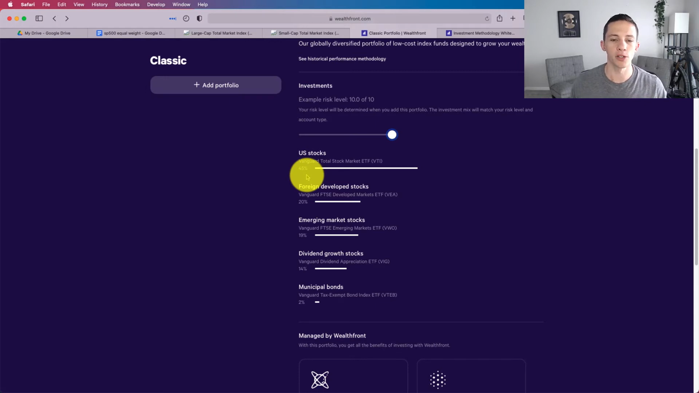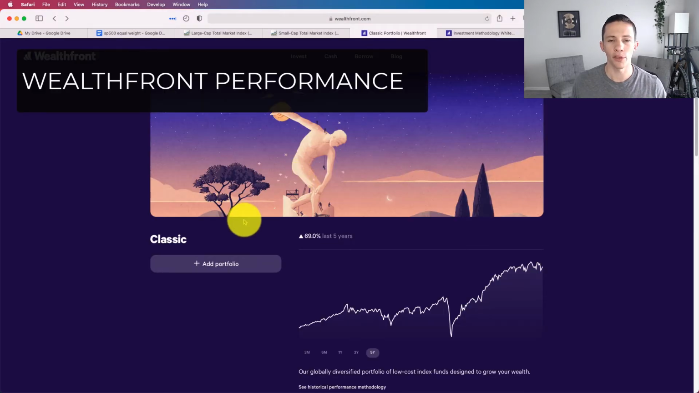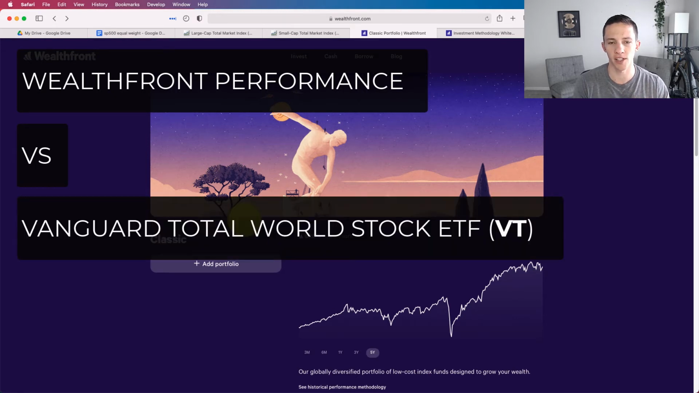Right, so what I wanted to do here was compare Wealthfront's historical performance to a simple market cap weighted index fund globally. And we're going to look at 100% US equities because we can compare that to Vanguard's Total World Stock ETF, VT, which is market cap weighted, right?